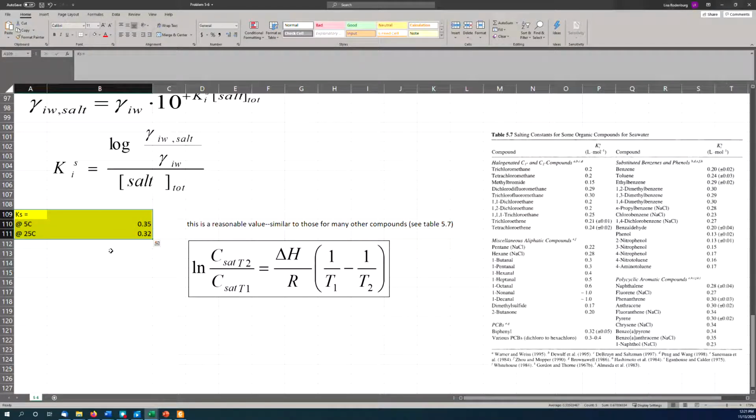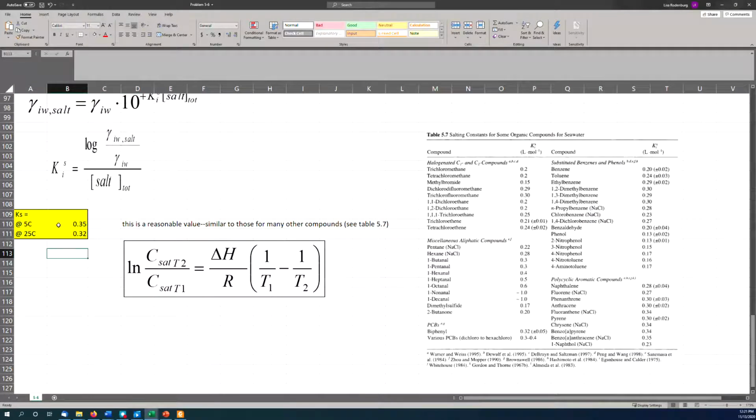And then again, our big question is, does this make any sense? Does a Setschenow constant of 0.35 make sense for Freon 12? So again, we can look at some other similar compounds. Here are some salting constants, or Setschenow constants, for a bunch of different organic chemicals. Here's trichloromethane, 0.2, trichlorofluoromethane, which is about as close as you're going to get to what we're looking at, 0.3. And so this value of 0.35 is not outside the realm of possibility. This is quite reasonable. So we get a reasonable Setschenow constant.